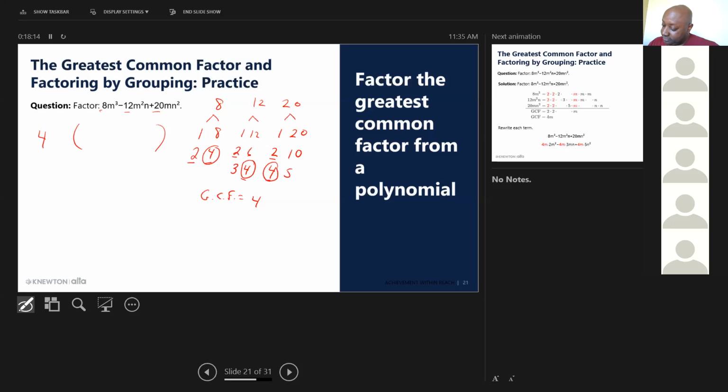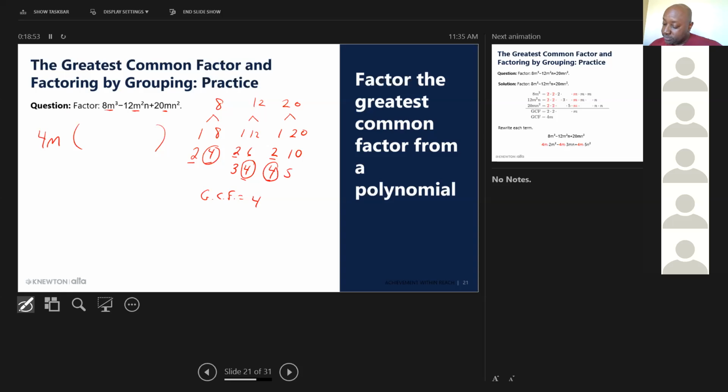In terms of variables in each term, I have an m to the 3rd power, I have an m to the 2nd power, and I have just 1 m. So I ask myself, well, each of these terms has at least 1 m that I can pull outside. I can factor out at least one of them. Is that part okay? Can we stop right there? Is that all right? Yes. Okay.